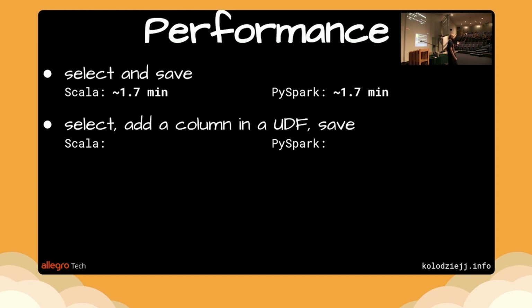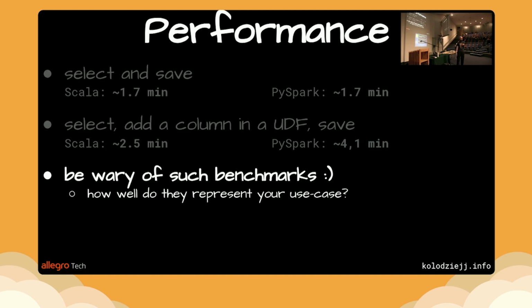So okay, let's do another benchmark that will actually tell us something. Let's, in the middle of this, add a column through a UDF in Scala and in PySpark. So I did just that, and I added a column on the same data in Scala, and it took 2.5 minutes, and in PySpark it took over 4. What does it tell us? Well, that adding a column through a UDF in PySpark is slower, but only and only this.